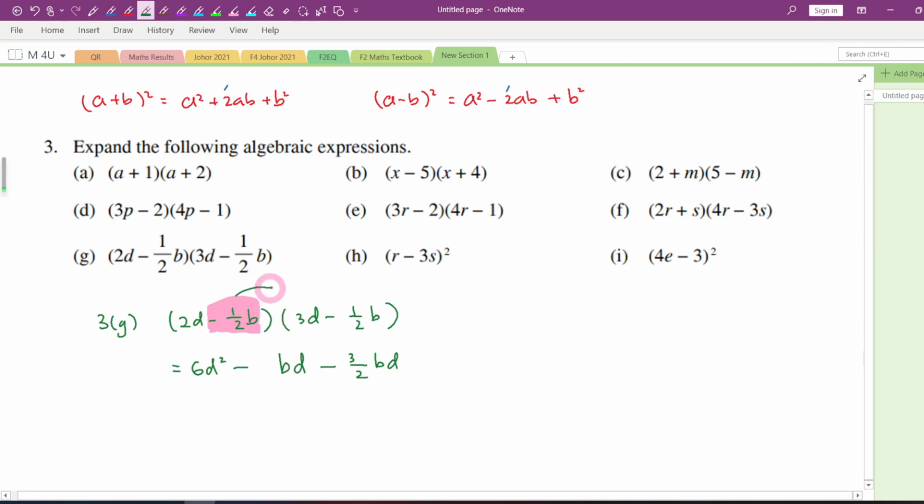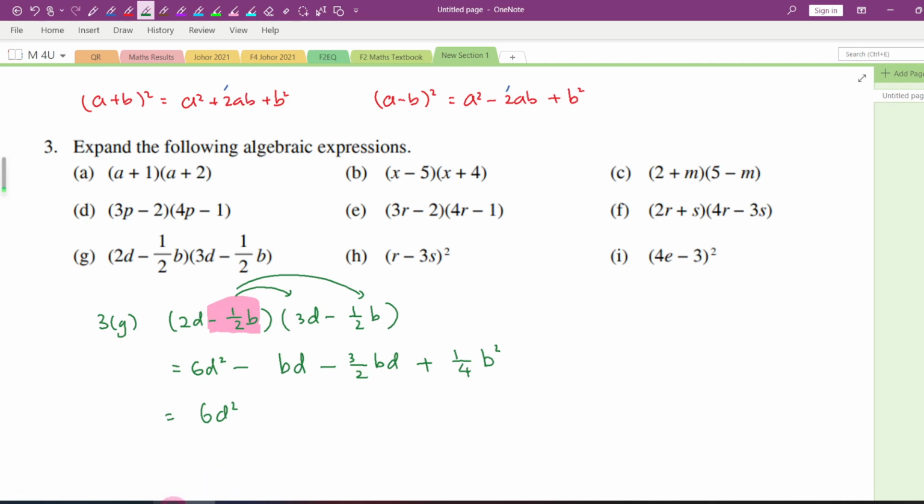Now let's go to the second term for the second parenthesis. Negative, negative, you get positive, right? 1 over 2 times 1 over 2, you will get 1 over 4. So b times b, you will get b squared. This one we just copy. You will notice that these two are like terms, right? So this bd, this bd, we can add them up together.